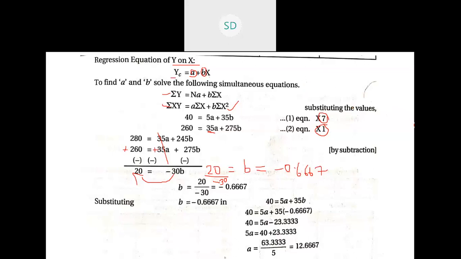Now, once we are done until here, we will be substituting this value of b into the equation. Any one of the equations we can take and substitute the value. So this value, minus 0.6667, we will put into the original equation. Here we are considering the first equation from the original equations, and in this equation we are going to substitute the value of b as minus 0.6667. After substituting we have to simplify the equation.